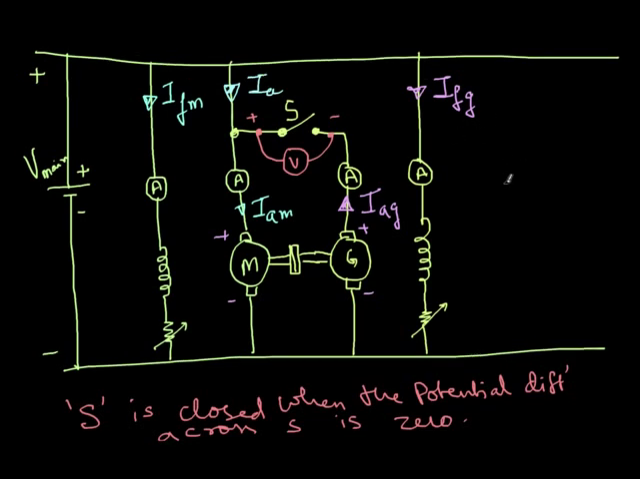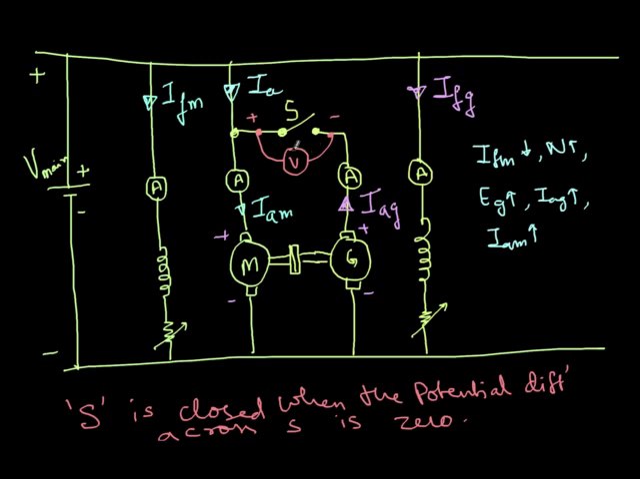So what happens is IFM is reduced. Therefore, as a result, what happens? When IFM is reduced, speed increases. Speed increases, and the EMF induced in the generator increases. So the EMF generated increases. Then what happens? IAG increases. So when IAG increases, then IAM also increases.